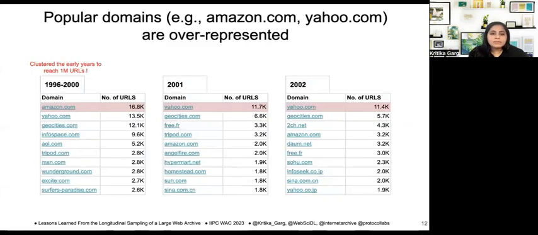The other challenge that we found was that most of the popular domains such as Twitter, Amazon, Yahoo were overrepresented. For example, in our yearly samples, you can see there's a large discrepancy between the number of URLs of top domains and the others. And if we add them over the years, for example, yahoo.com with 13.5K, then 11K, and then 11K again, we will have these overrepresented in our sample.